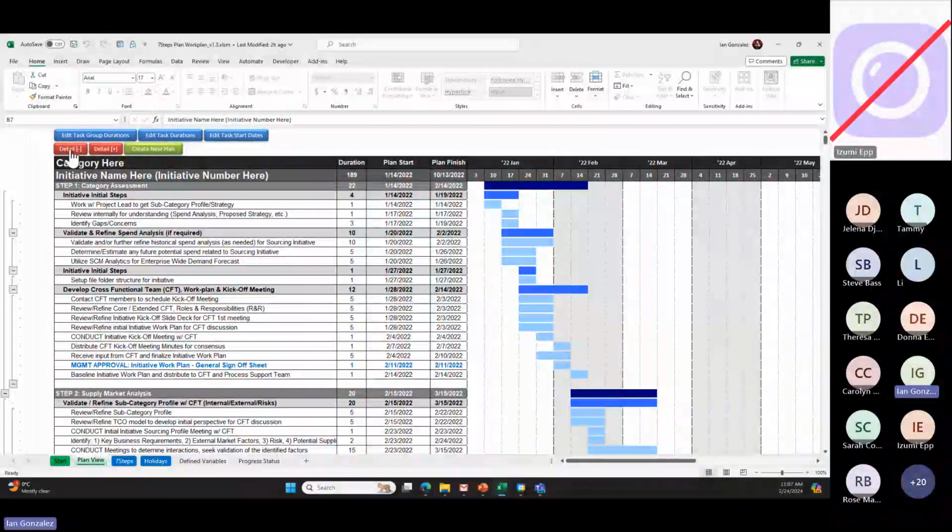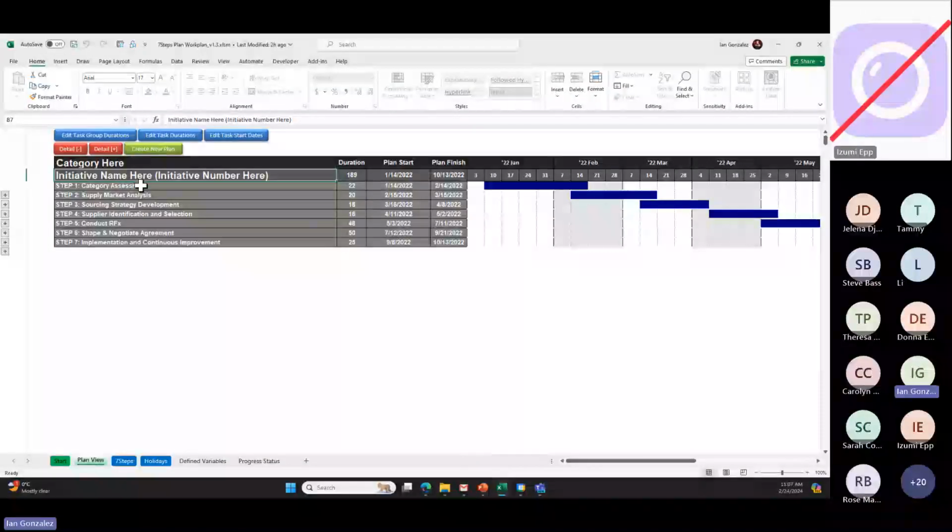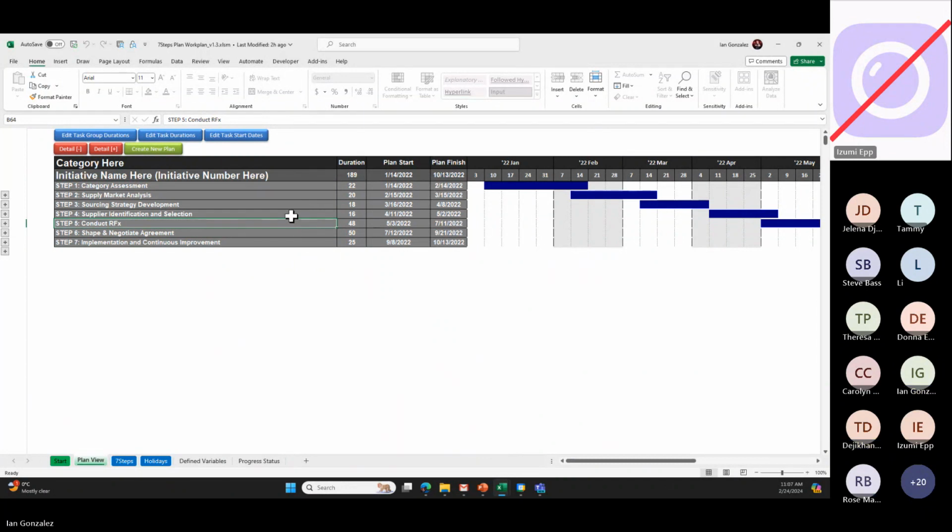You can click this less detail. You'll hide all the tasks. One more, you'll hide all the task groups, and you just see the 7 steps. You will see that when you start in January, you will be sending out the RFP in May, for example. So the thing I said about accountability, that's it. You know when they're all going to happen. We will be negotiating by July, and we should be able to have sign off before September 8th.